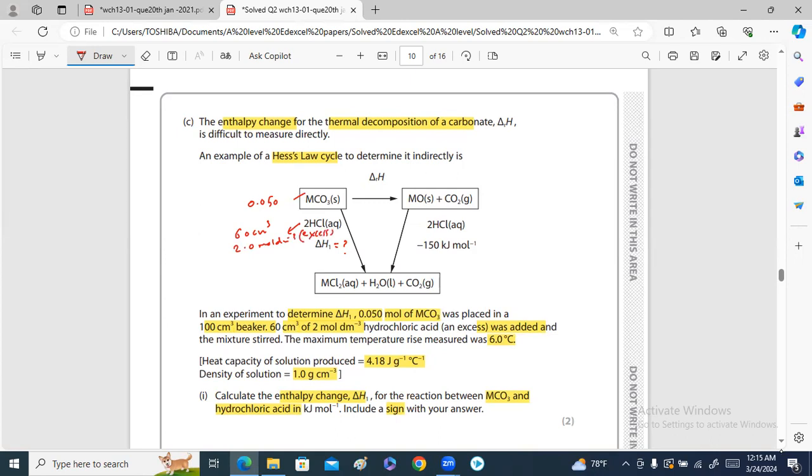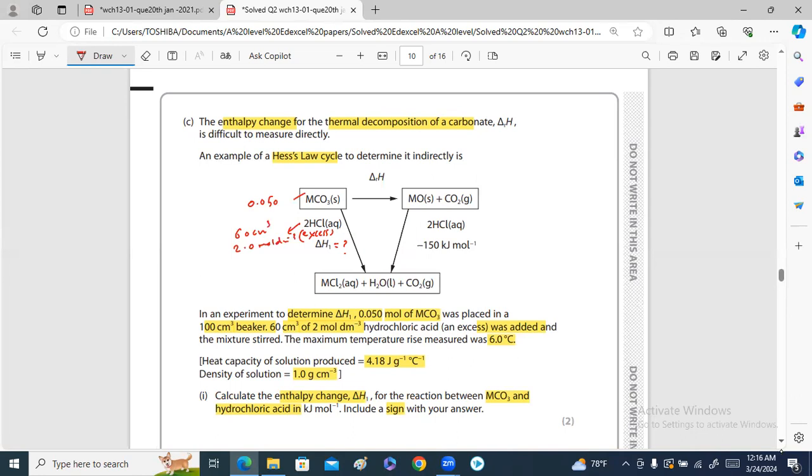So we have to use the moles of MCO3 at the end. It was added and the mixture was stirred, and the maximum temperature rise was 6. Heat capacity of the solution is 4.18 joules per gram per degree Celsius, and density of the solution is 1 gram per cm³. These are the extra information. Calculate the enthalpy change for the reaction between MCO3 and hydrochloric acid. So we're going to calculate the enthalpy change of this reaction, delta H1.